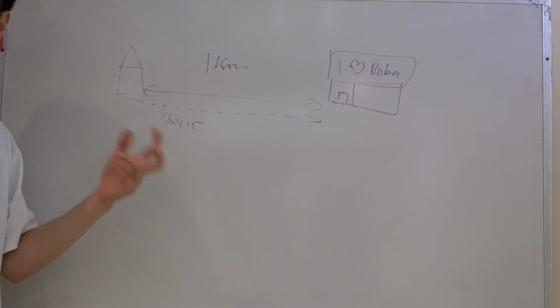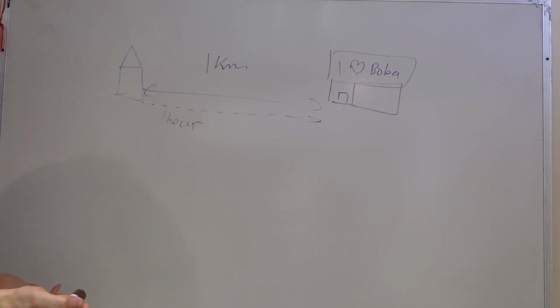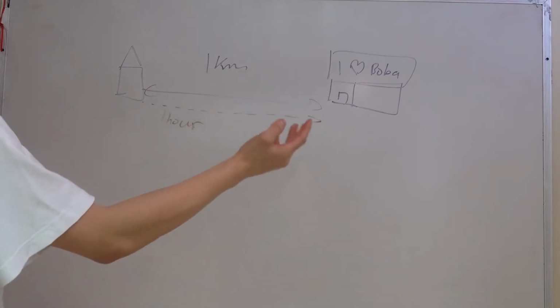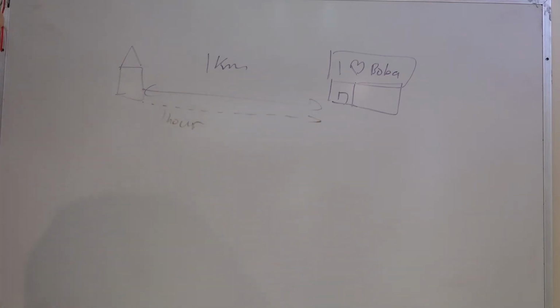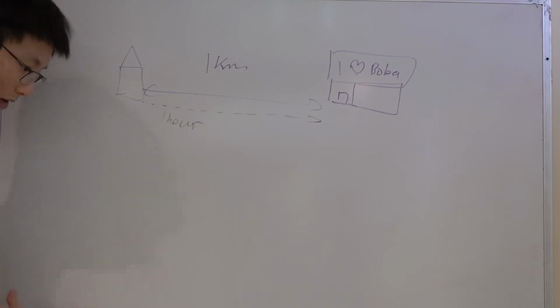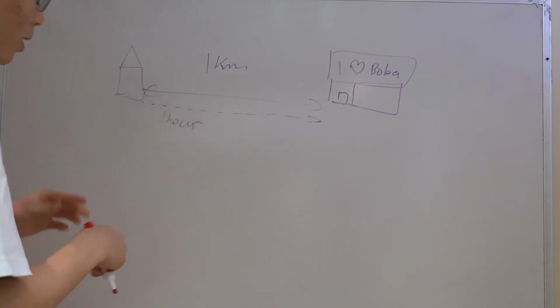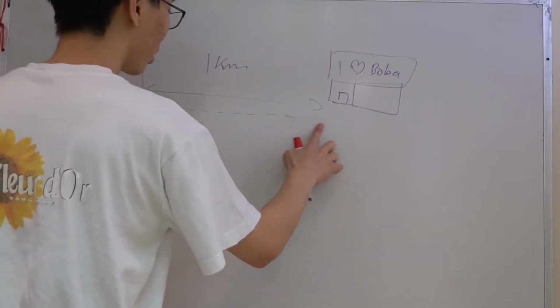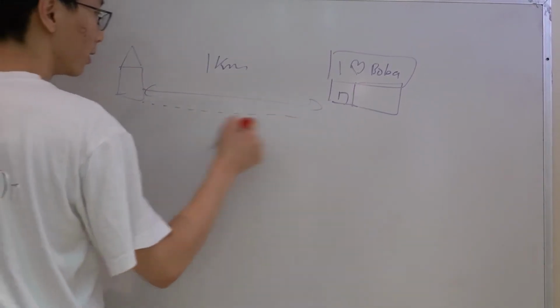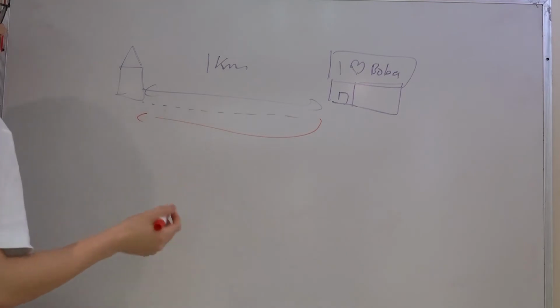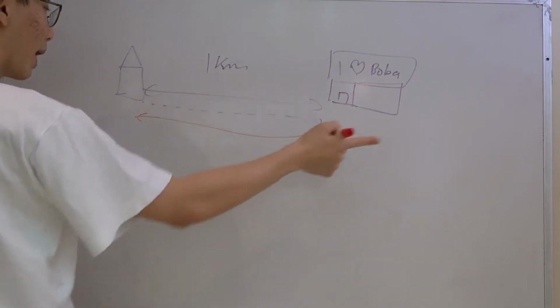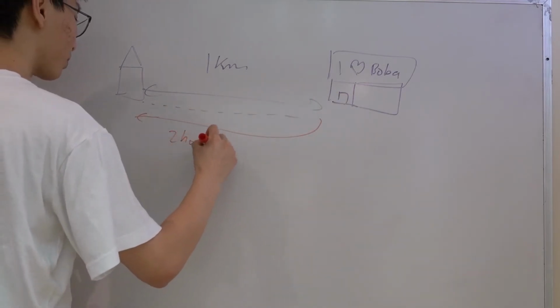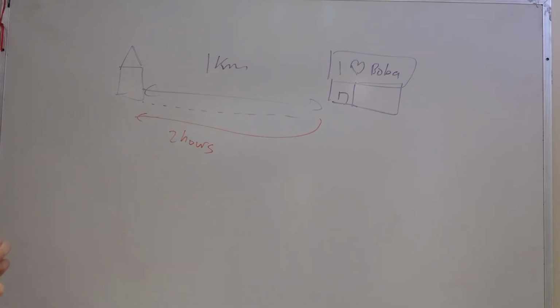What would your rate of change be? I think anyone could answer this. It's just 1 kilometer per hour because you traveled 1 kilometer in 1 hour. Okay? Now, how about this? You got your bubble tea, but now you need to go back. So let's pretend you go back, and it takes double the amount of time. So now this whole trip, there and back, took you 2 hours. What then is your rate of change? Now this is the interesting question.